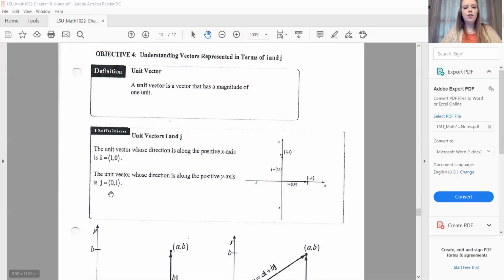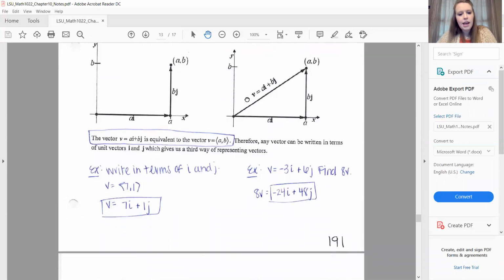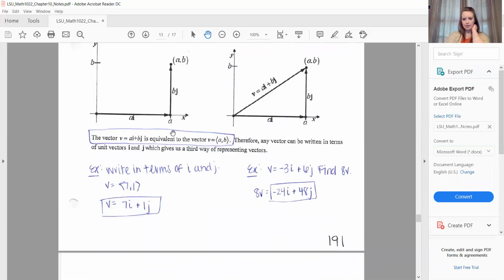Okay, so a unit vector whose direction is along the positive x-axis is 1, 0 for your I, and along the y-axis is 0, 1 for your J. None of that's really that important. Okay, so put a box around the important part. Your A's go with your I's, your B's go with your J's.